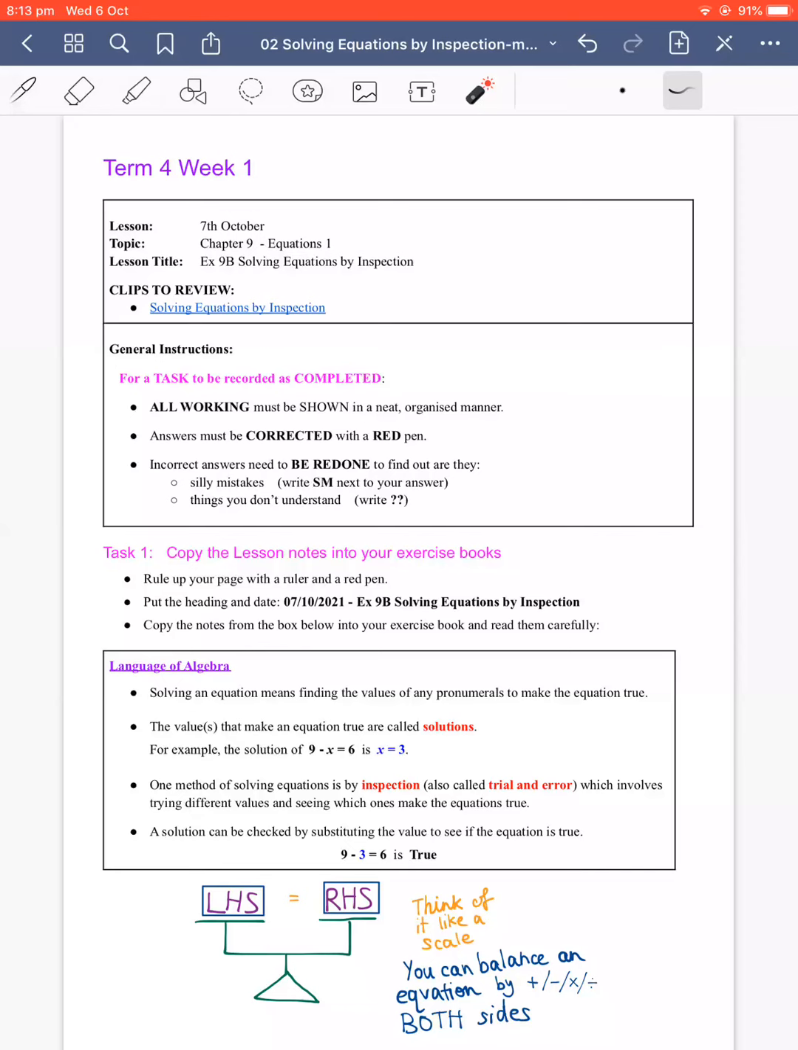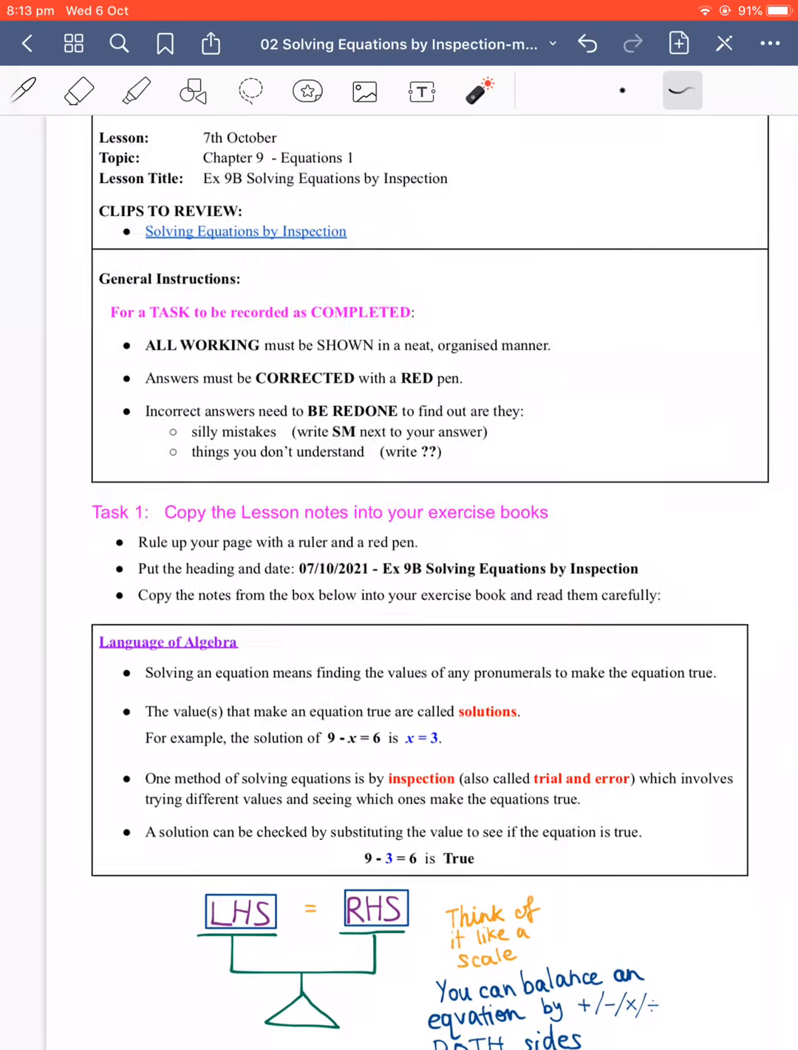Welcome to your tutorial on exercise 9b. We are looking at solving equations using a method called inspection. So when we're inspecting something, we're essentially looking for what it would be and having a go at guessing. So again, go through our notes, we put our heading and our date at the top of our page.